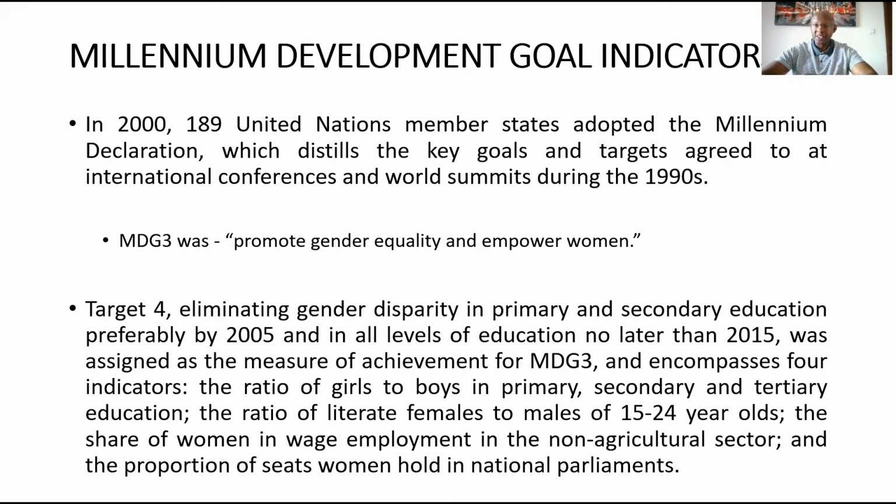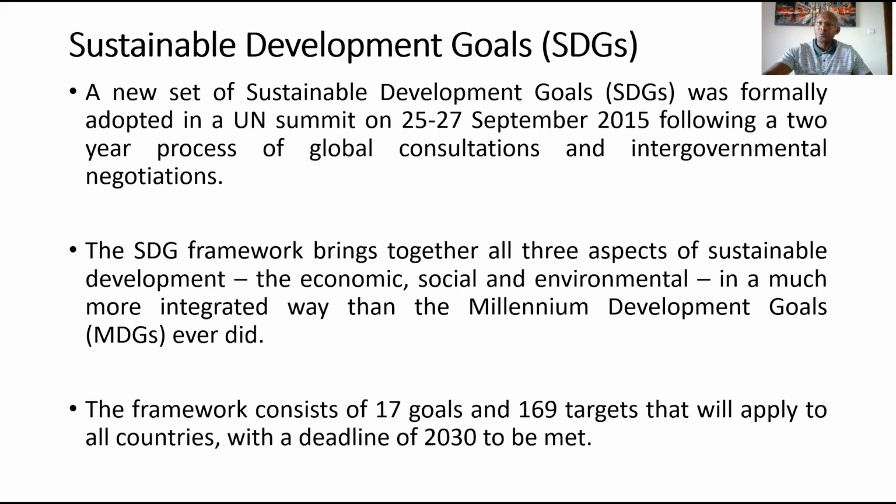As you all know, we didn't get there, but there were also other indicators, like the ratio of boys and girls in primary, secondary, and tertiary. There was also another one on the ratio of literate females and males, and the share of women in wage employment in the non-agricultural sector, the proportion of seats held by women in national parliaments. So the MDGs, as you know, ended, and now we have the SDGs, but you can go and read a little bit about what the MDGs were saying and what the critical lessons from that were, from the UN websites.